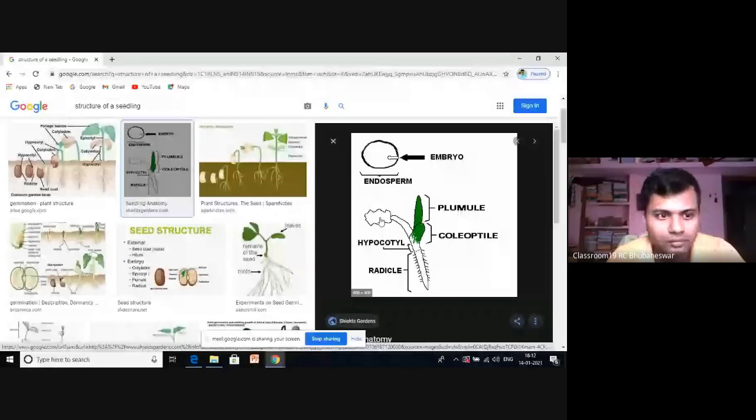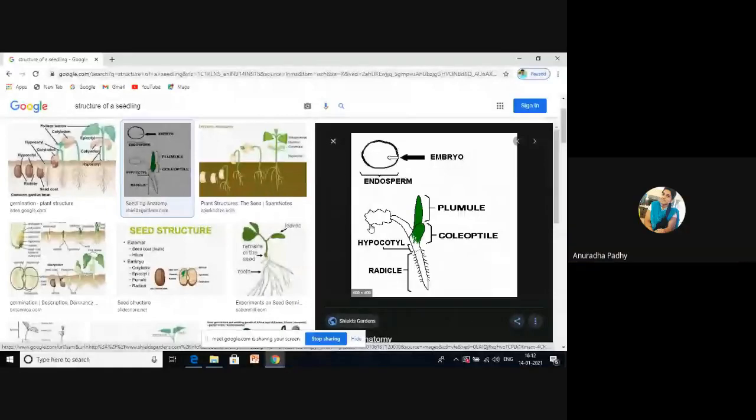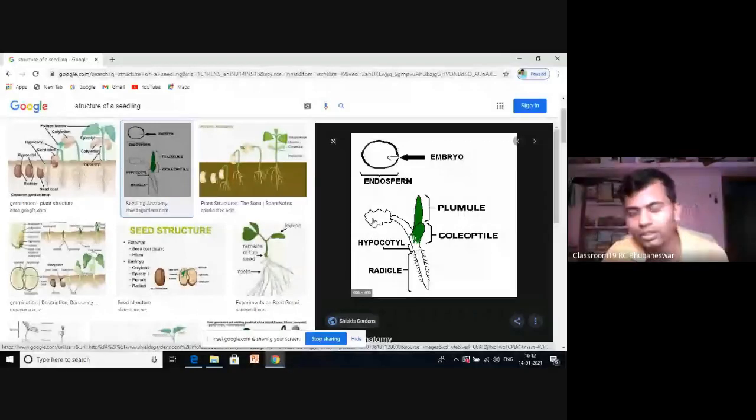Getting this point? Actually, this small structure that you are seeing inside the groundnut seed, it is like that.